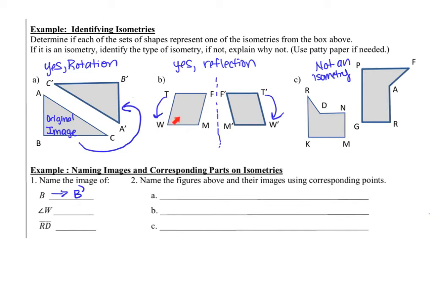So if we look at angle W in letter B, there's an angle right here. So if I have angle W on the original, then the image would have the prime. So we could write angle W on the image as angle W prime.